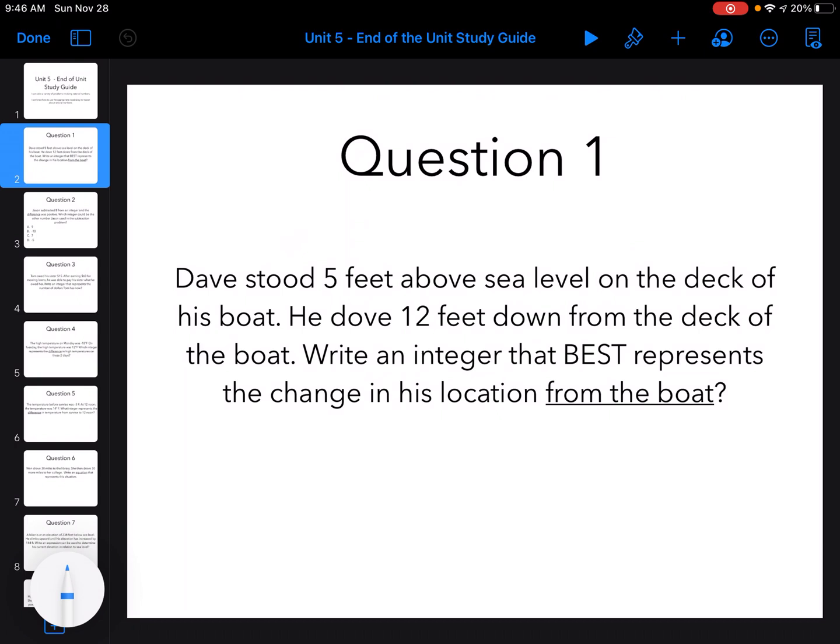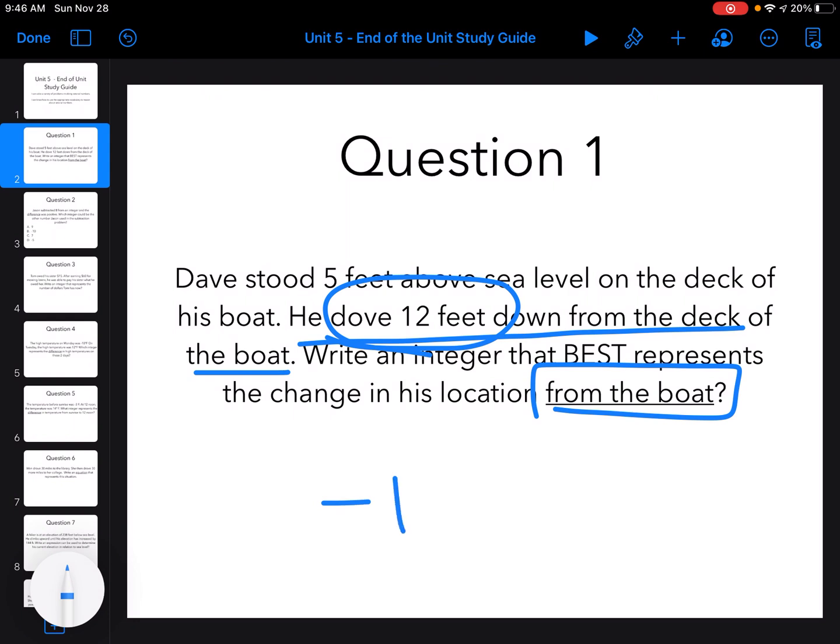Question 1. Dave stood 5 feet above sea level on the deck of a boat. He dove down 12 feet from the deck of the boat. Write an integer that best represents the change in his location from the boat. So if he dove down, that's negative 12.